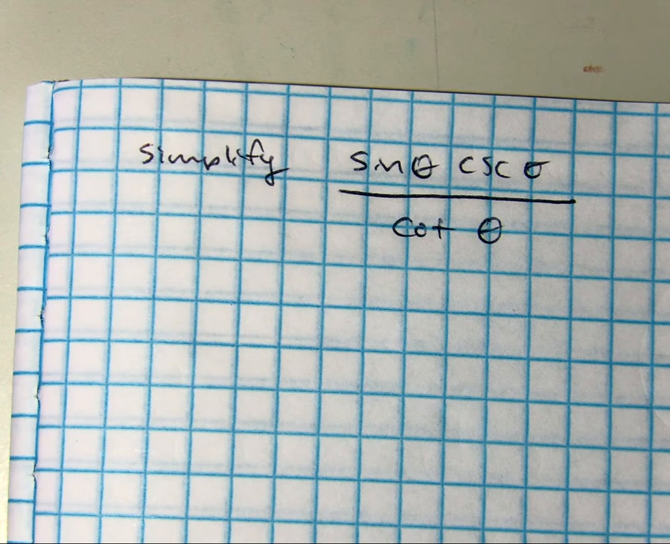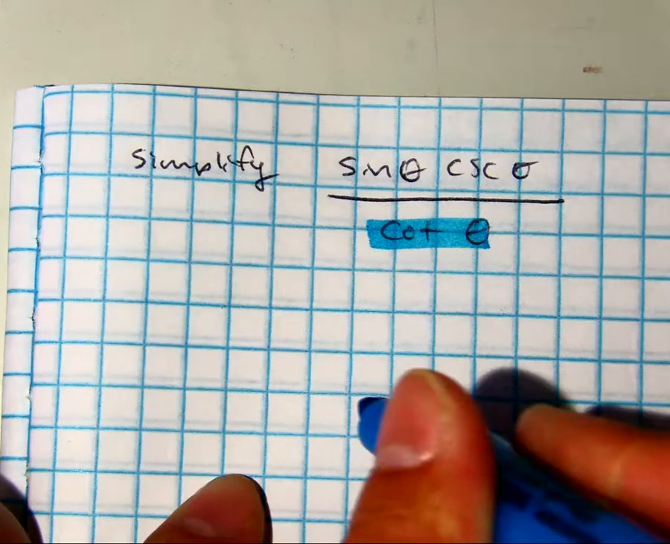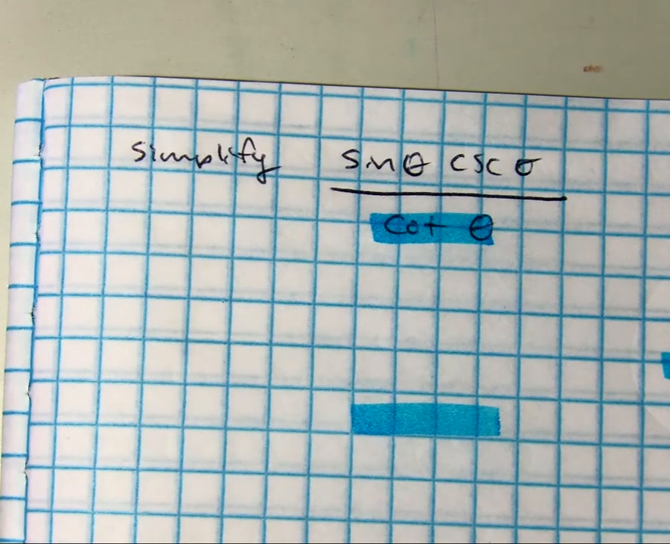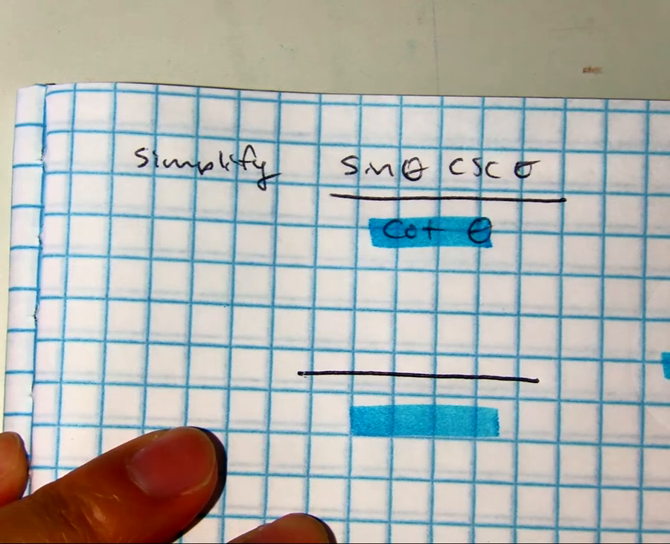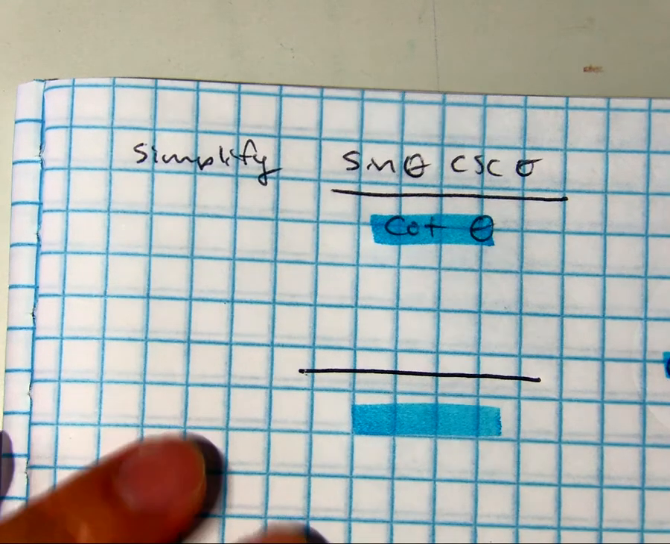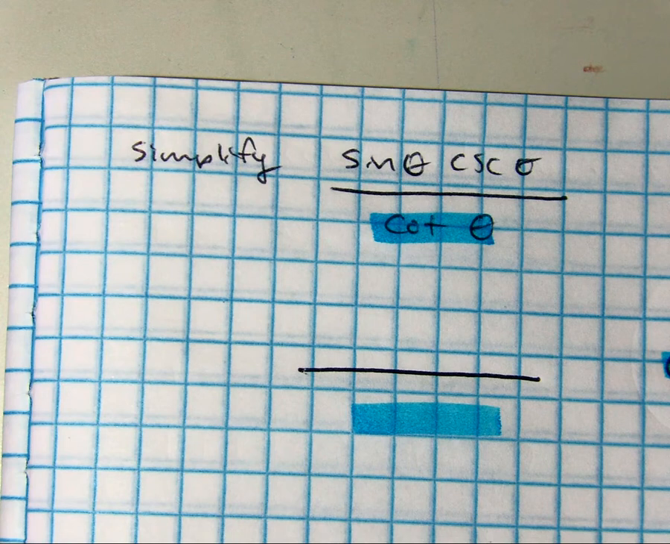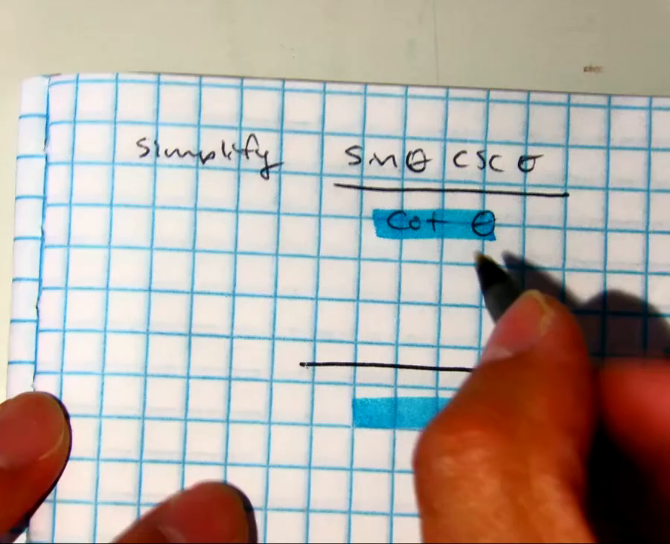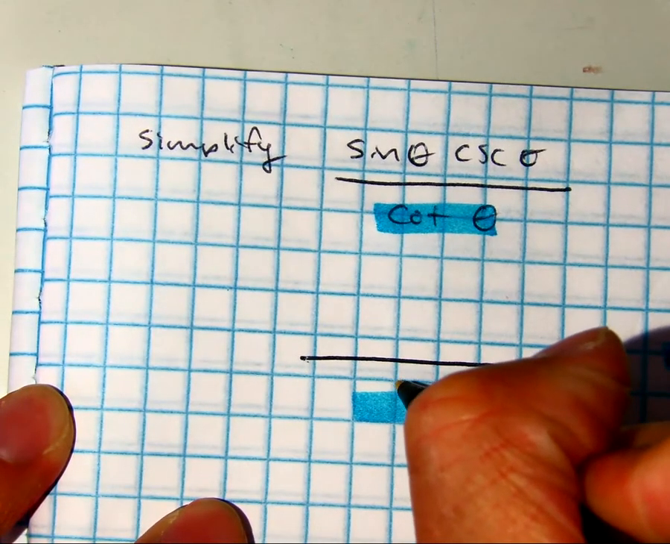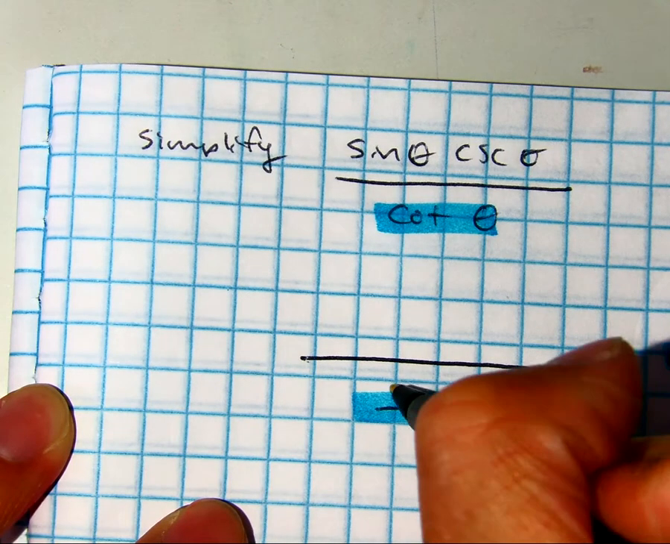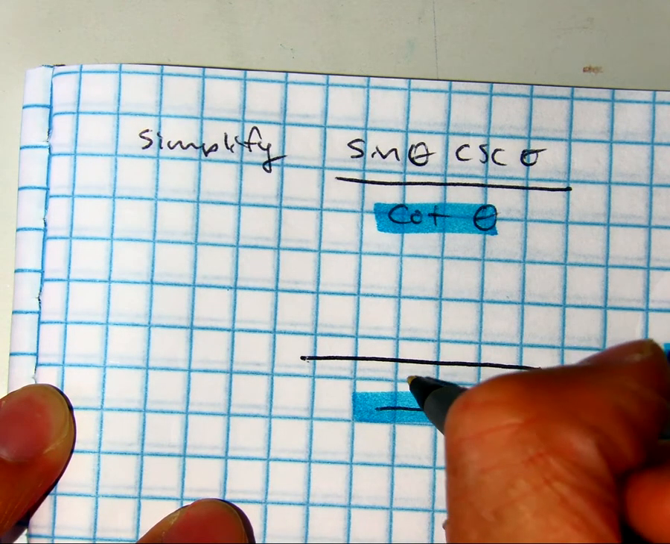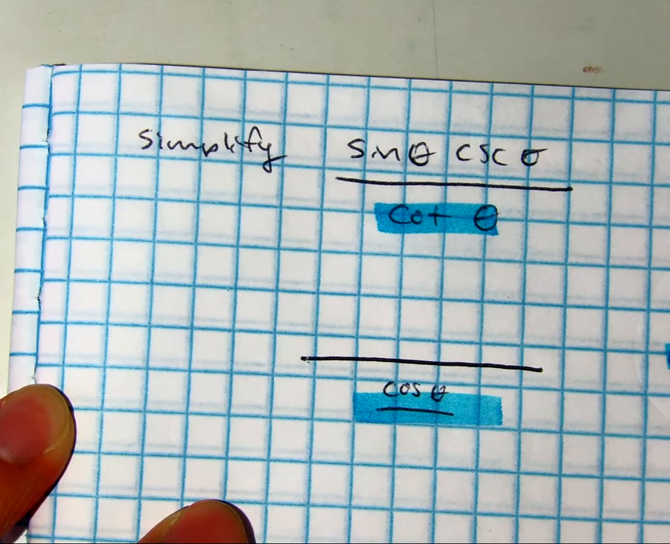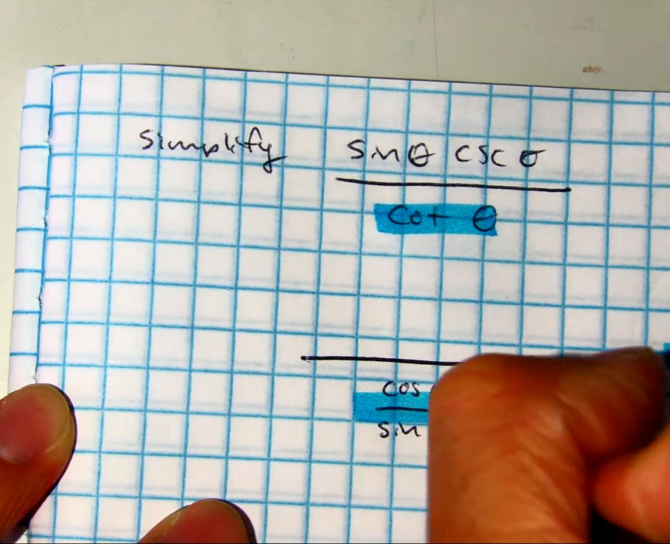The quotient identity for which one? Correct. Quotient identity. What is the quotient identity, Pamela, for the cotangent? Cosine theta over sine of theta. Thank you.